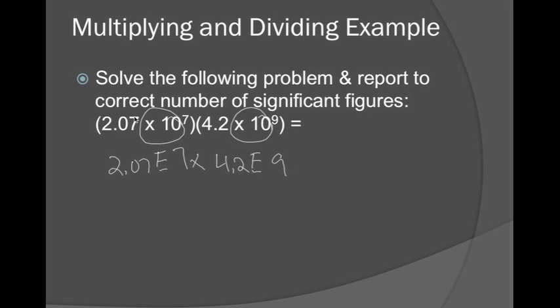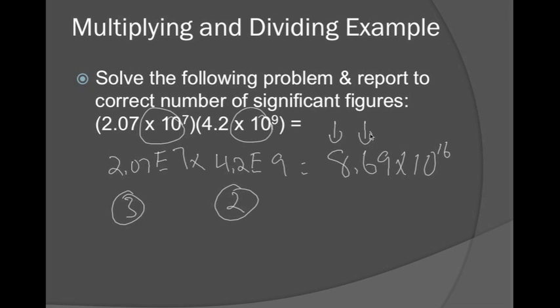Looking at significant figures, 2.07 has 3 significant figures and 4.2 has 2 significant figures. So when we multiply these out, we'll get an answer of 8.69 times 10 to the 16th. And we'd round that to two significant figures. So here's our first, there's our second. That 9 does round that 6 up to a 7. So our answer would finish and be 8.7 times 10 to the 16th.